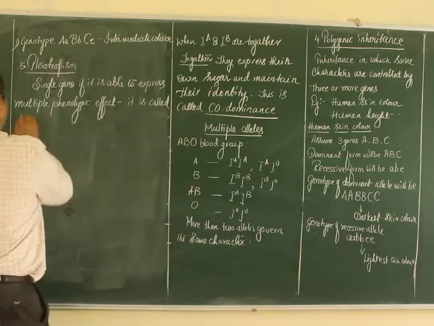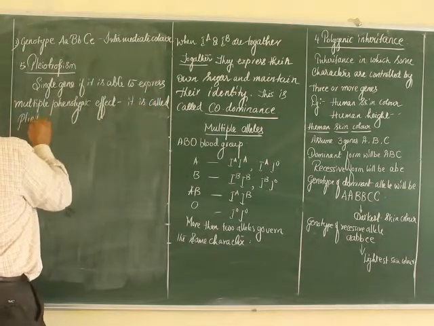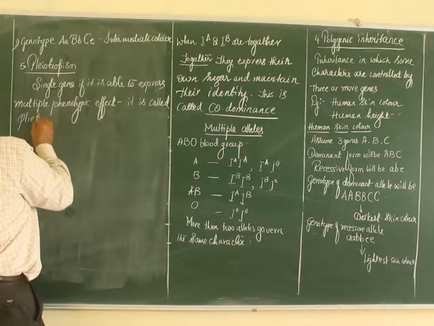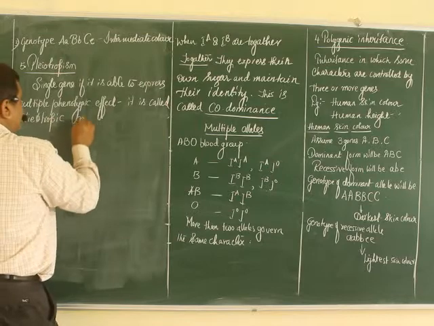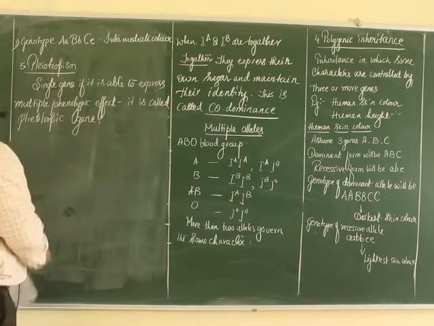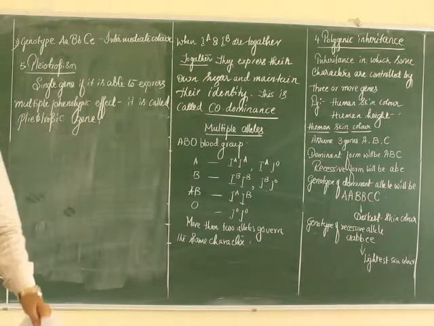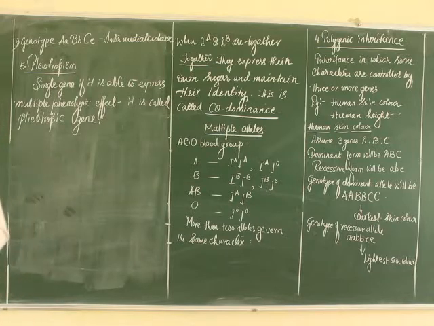It is called a pleiotropic gene. If one gene controls more than one character, then it is called a pleiotropic gene, and the phenomenon is called pleiotropism.